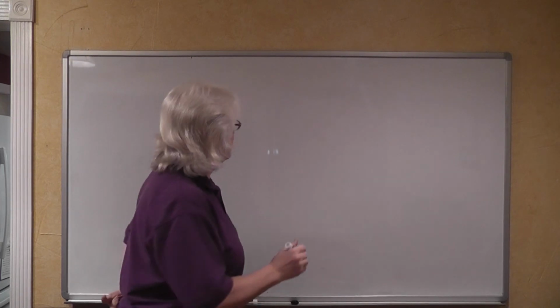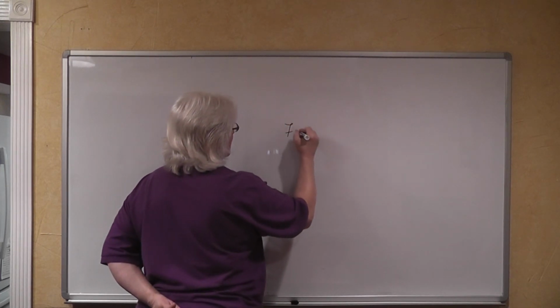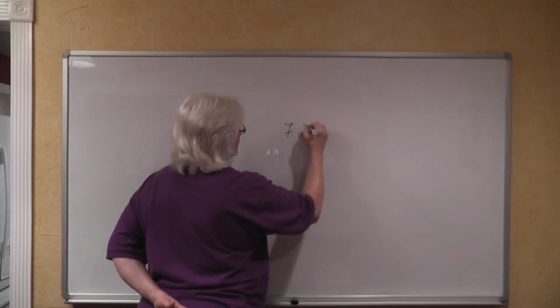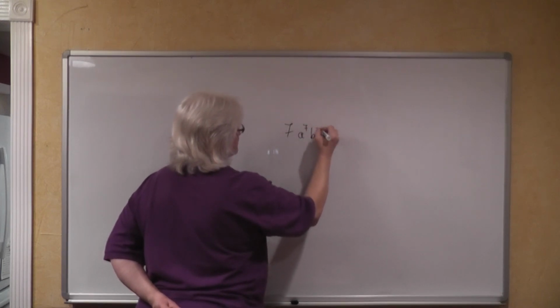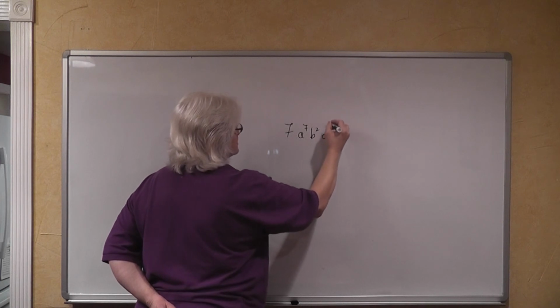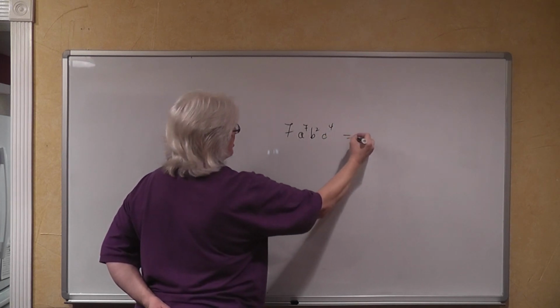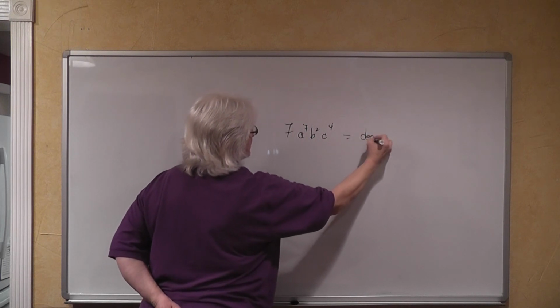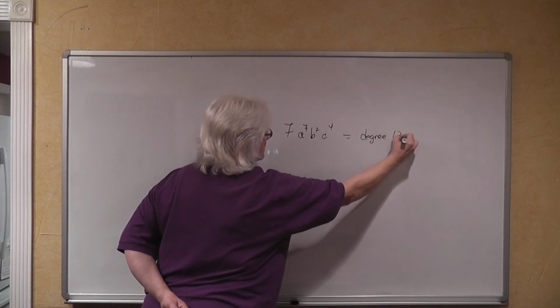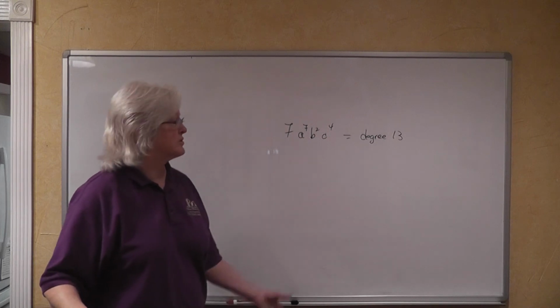You calculate the degree of a term by summing the exponents on the variables. So the degree of this term would be, it's a bizarre degree, but this would be a degree 13. 7 plus 2 is 9, plus 4 is 13.